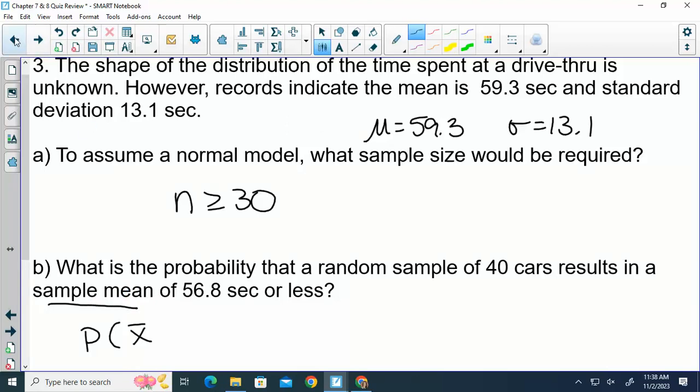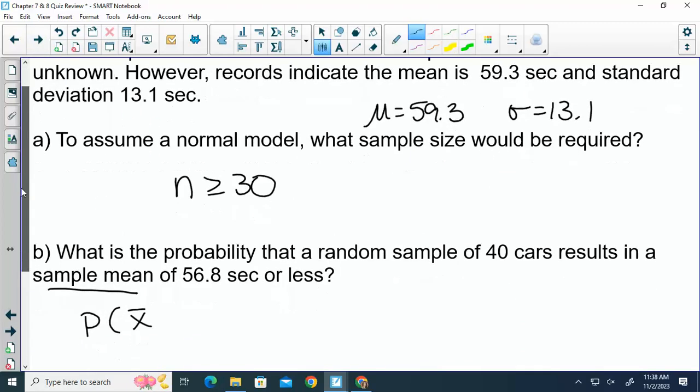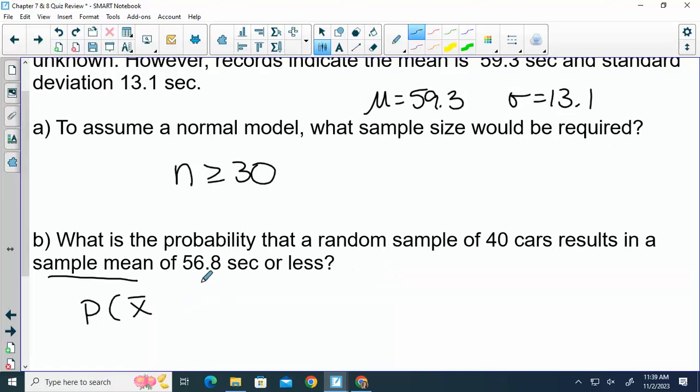So the previous ones, I wasn't talking about a mean. I was just saying in my one bag, it contained between this number. Here I'm saying, okay, well, we took 40 cars, and I want the mean to be 56.8 seconds or less. So less than or equal to 56.8.